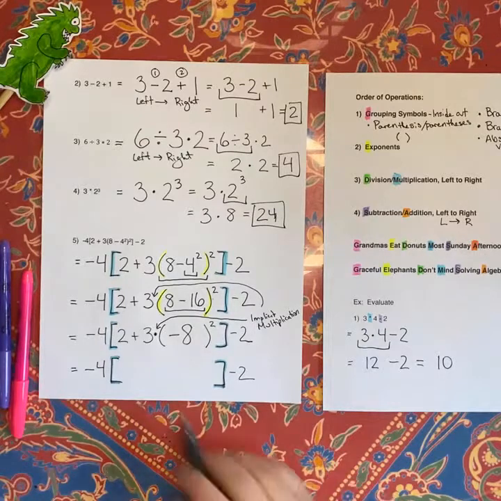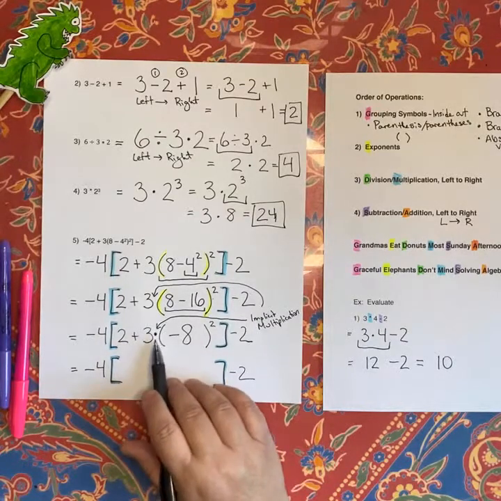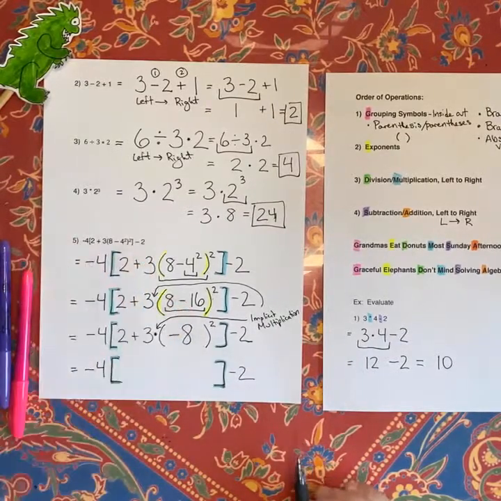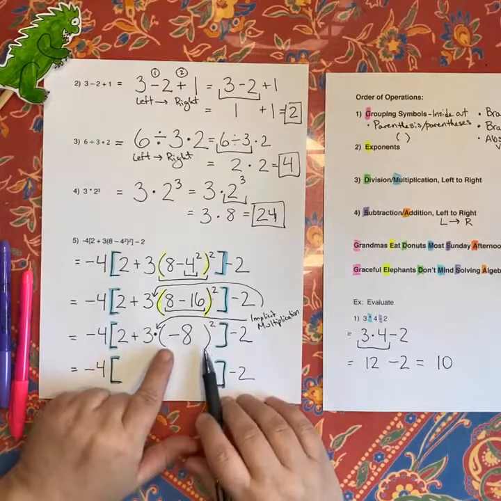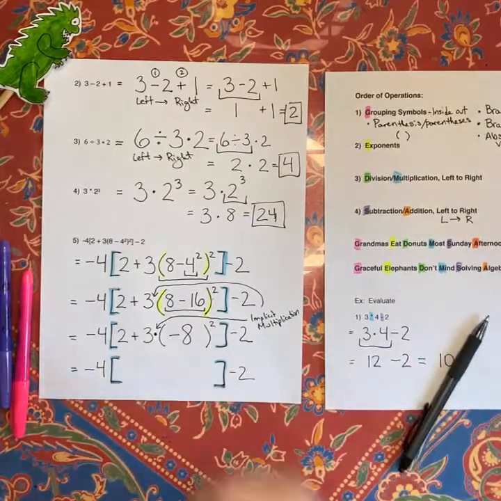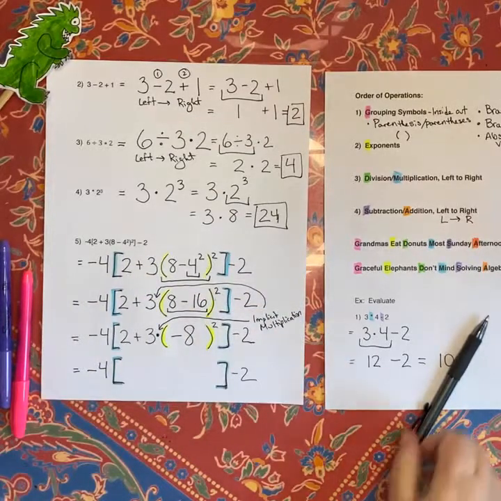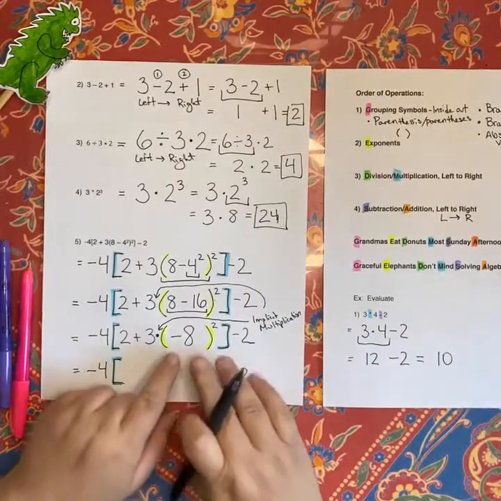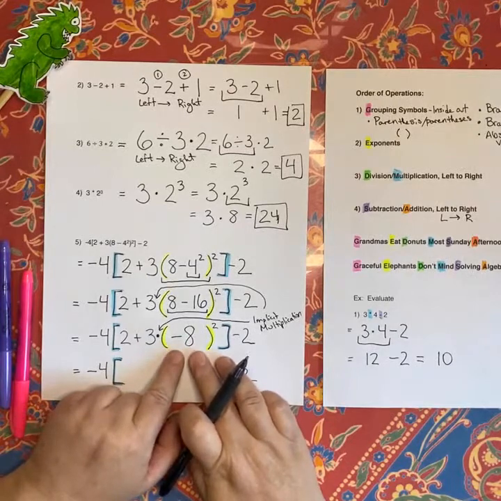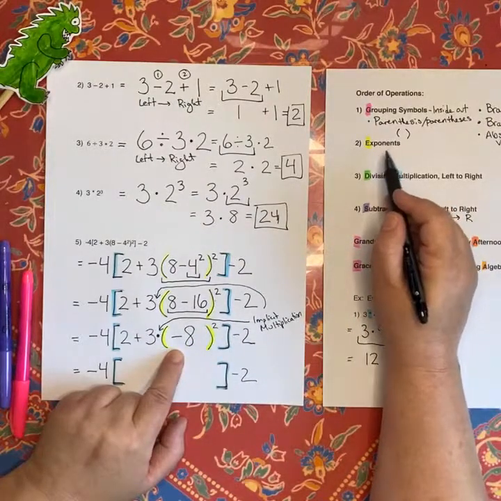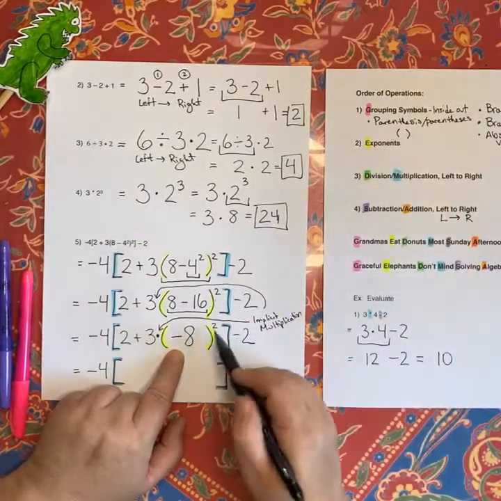So I've got 4 operations. I've got an addition, I've got multiplication, I've got parentheses, and I've got squared. So what should I do first? And we look through and we say, okay, inside the parentheses right here, I have just a negative 8. There's nothing to simplify. So my parentheses are almost done at this point. However, I do have this squared right outside, and exponent's supposed to take the priority. So I'm going to do the squaring.